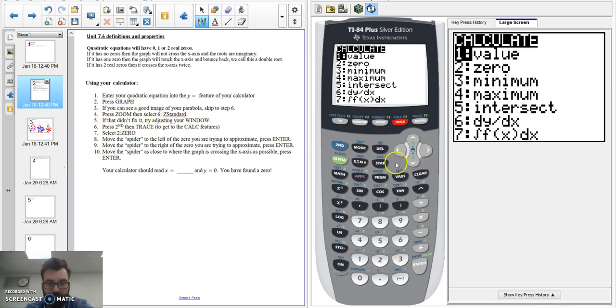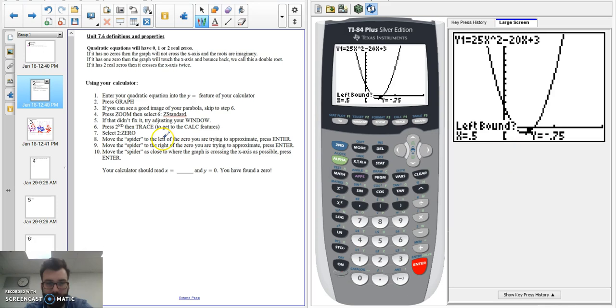Then go to the calc features and select 0. So I'm in the calculate feature, and I want to select 0. Okay, so you'll see it talks about this Spider-Man. So I have this little Spider-Man here that's highlighted. All right, I want to get my Spider-Man on the left side of my root.